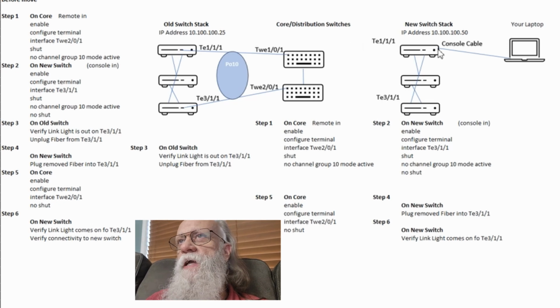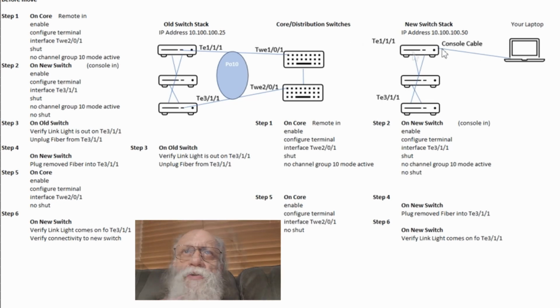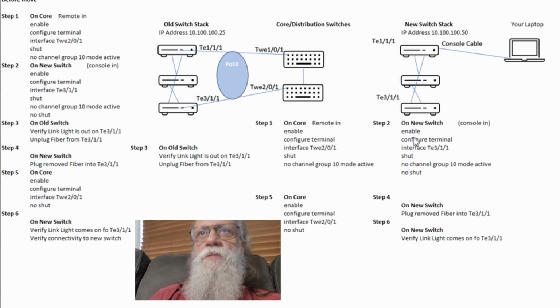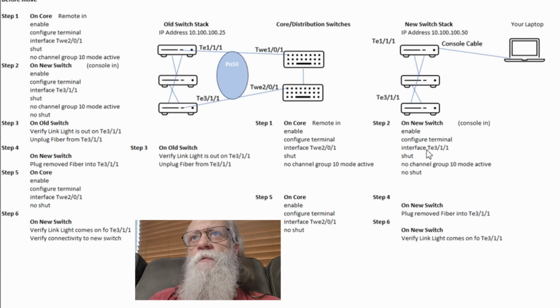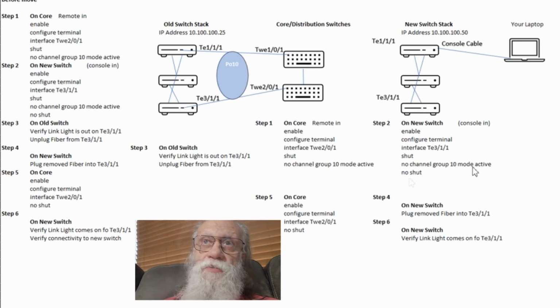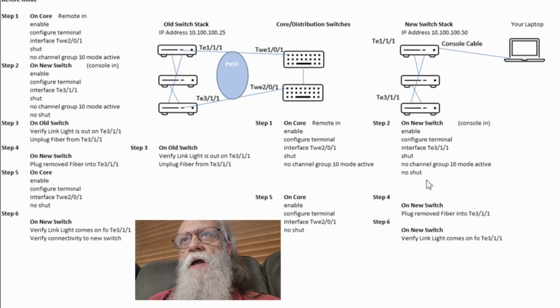Now I'm going to log into my new switch. I can't remote in, it's not online, so I'm going to use a console cable to plug into the switch. I'm going to open up a terminal, use a session on there, and I'm going to go enable, config T on this new one, go interface 3/1/1 because it's the third switch. I'm going to do a shut. I'm going to shut that port, then do no channel group 10 mode active, because I configured it just like the old switch, and then I'm going to do a no shut on that port.